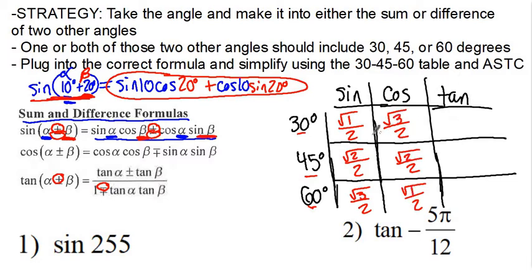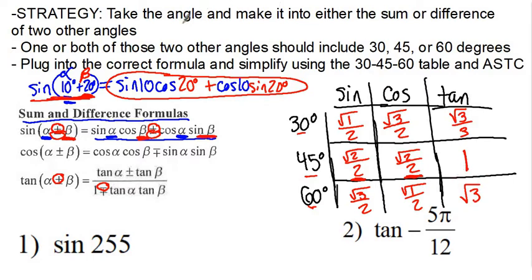Tangent is sine over cosine, so 45 would be root 2 over 2 sine over root 2 over 2 cosine. That just equals 1. Anything over itself equals 1. And if you divide these other ones, you get root 3 over 3 is the tan of 30, and root 3 is the tan of 60.